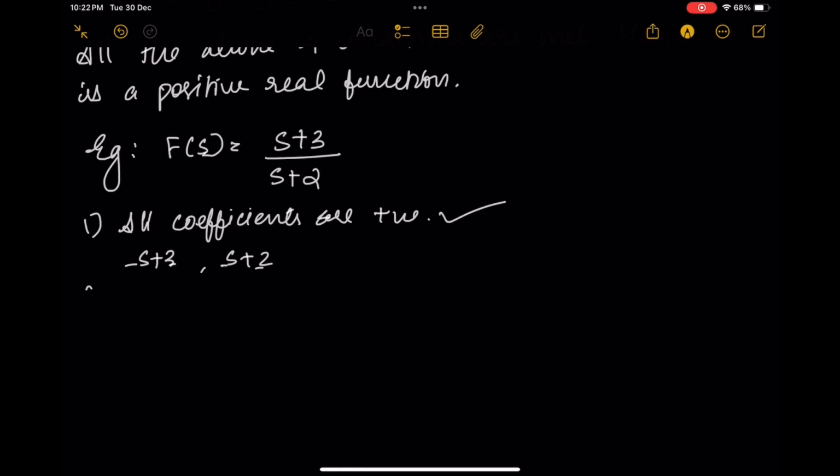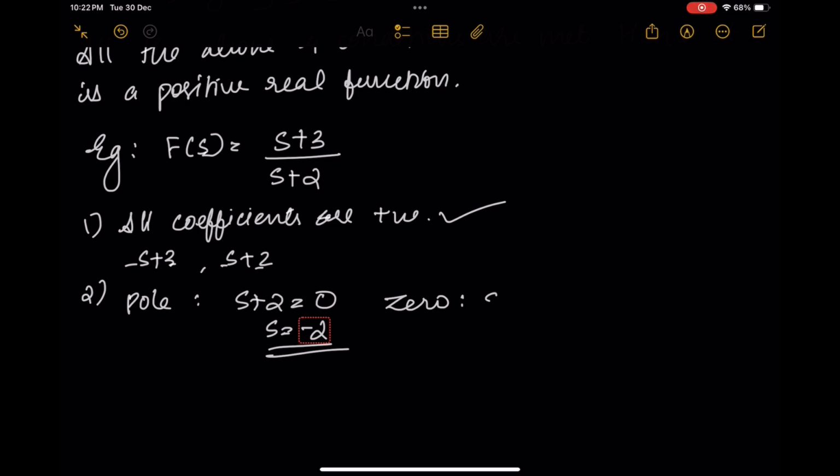Then we'll move on to the second condition, that is poles and zeros. How will we find the poles and zeros? First, in order to find the pole, we will equate the denominator to 0. So I'll get s plus 2 is equal to 0, that is s equal to minus 2. And to find the zero, we will equate the numerator to 0. So s plus 3 is equal to 0, thereby we'll get s equal to minus 3.